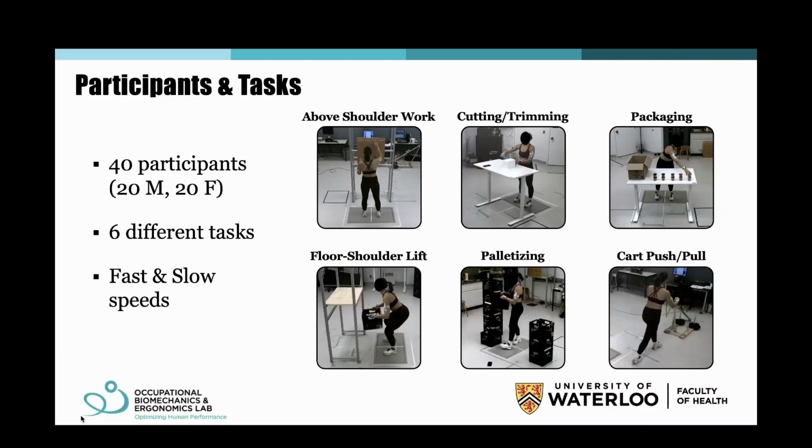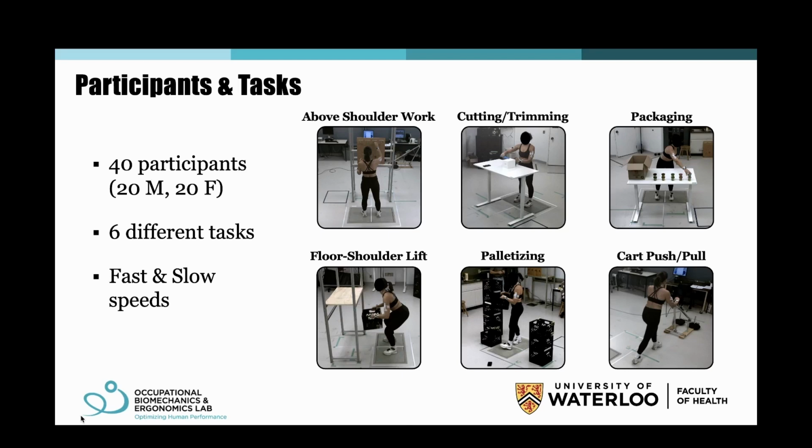So with this study, we had 40 participants come into the lab. They did 6 different tasks. We had an above shoulder work task where they sorted tags from pegs at shoulder height to above shoulder height. Cutting and trimming task, where we simulated a meat trimming and cutting task that was designed based on a cutting block from Cargill. Simulated packaging task, putting cartons into a box, floor to shoulder lifting, palletizing, and cart pushing and pulling. So we did these 6 tasks.